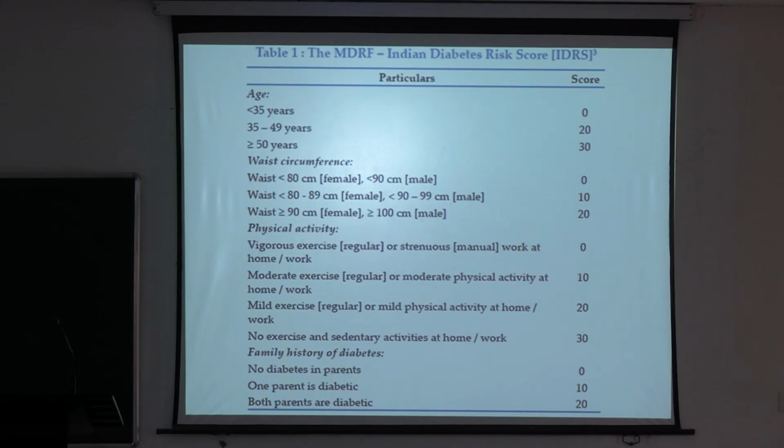So here the biggest things are family history, physical activity, waist circumference and age. Age we cannot modify. As you grow older, your age increases. Family history also you can't do anything about it. But exercise and waist circumference, these are the two things which can be modified to a large extent.